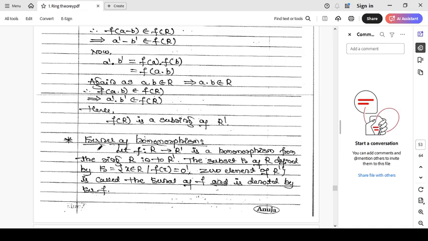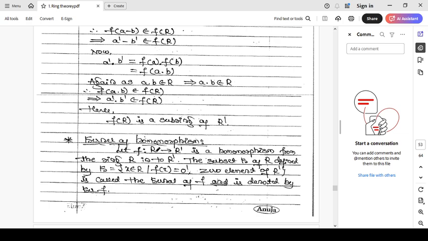Yes. In the previous video we studied the homomorphism and its properties. So today we are going to discuss the kernel of a homomorphism and its properties. So what is the kernel of a homomorphism?